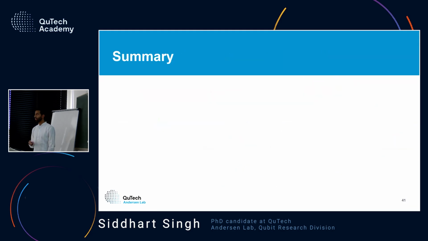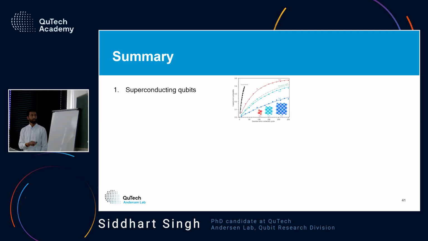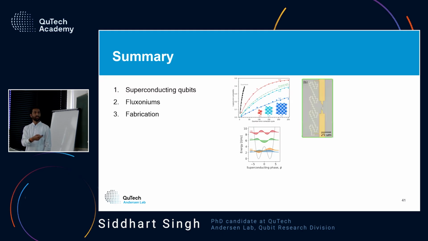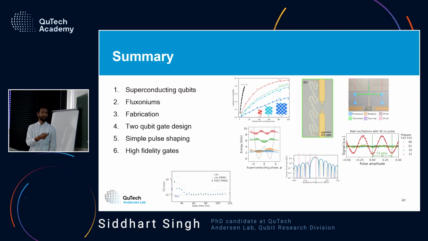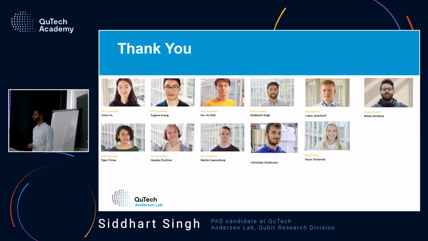But okay, to summarize the talk, I'm also almost done with the time. So first we understood what the requirements are to do quantum error correction, then what fluxoniums are, how we fabricate these fluxoniums, and how to do a two-qubit gate with a fluxonium. Then we had a look at simple pulse shaping to do these kind of gates, and we were able to show good fidelities with these two-qubit gates of roughly 99%. And with this, I would like to thank my team.